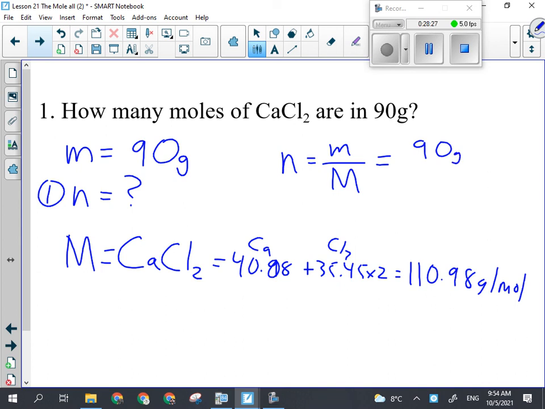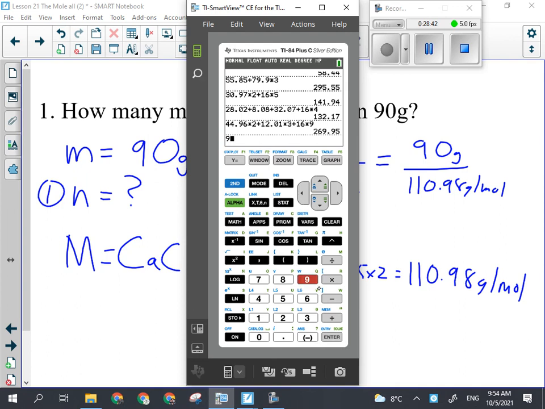90 grams divided by 110.98 grams per mole. You wouldn't necessarily have to put the units in the calculation, but your answer needs to have units. So 90 divided by 110.98 is 0.80, or no, sorry, 0.811.